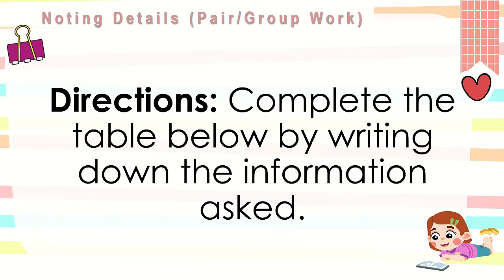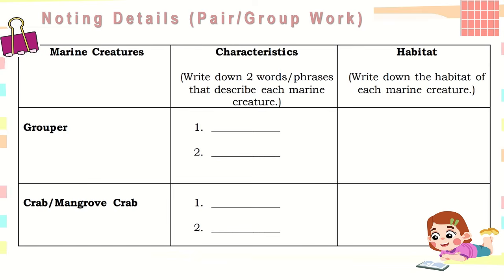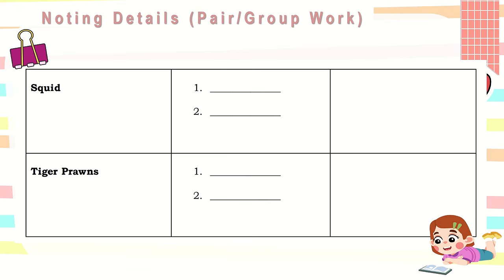For day 3, noting details. It could be in pair or group work. Complete the table below by writing down the information asked. Marine creatures: we have grouper, crab or mangrove crab. For characteristics, write down 2 words or phrases that describe each marine creature. Habitat: write down the habitat of each marine creature. Next is squid and tiger prawns.